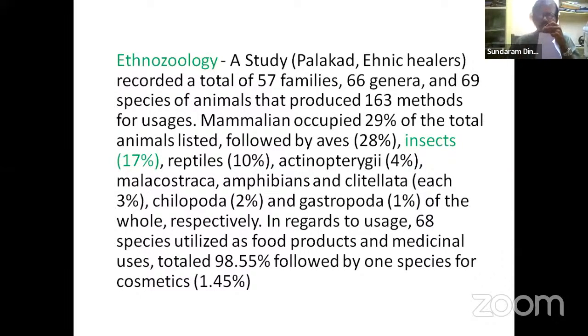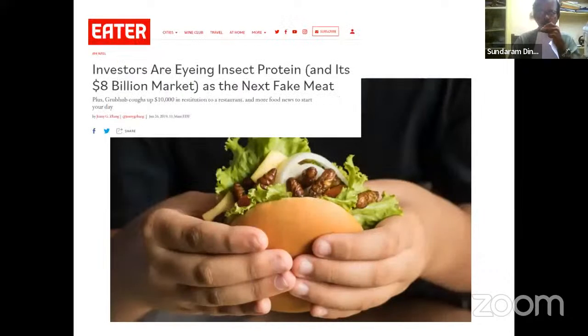so this is the information collected from a study in Palakkad, especially from the groups of ethnic healers. In insect meat, you may be able to see this kind of sandwich with mealworms, and investors are eyeing insect protein. They have been concentrating on insect protein, and it has a very good market, about an $8 billion market. So, of course, we are going to benefit from this insect meat.